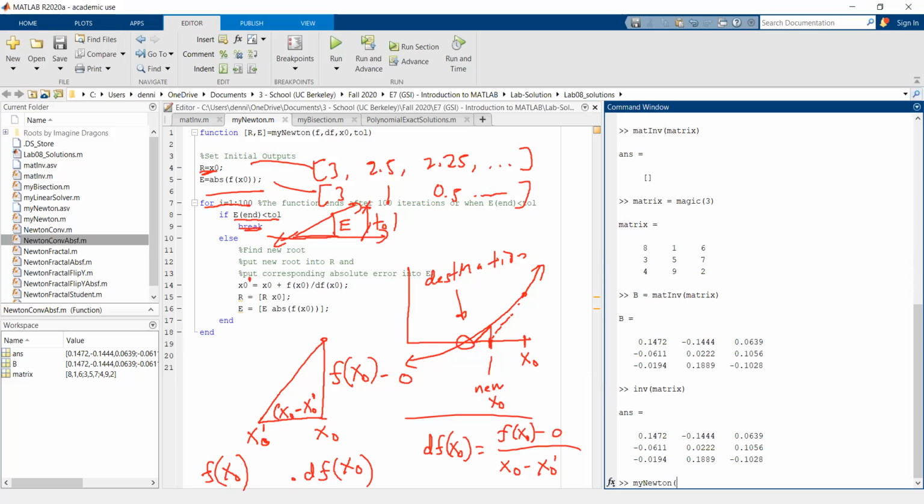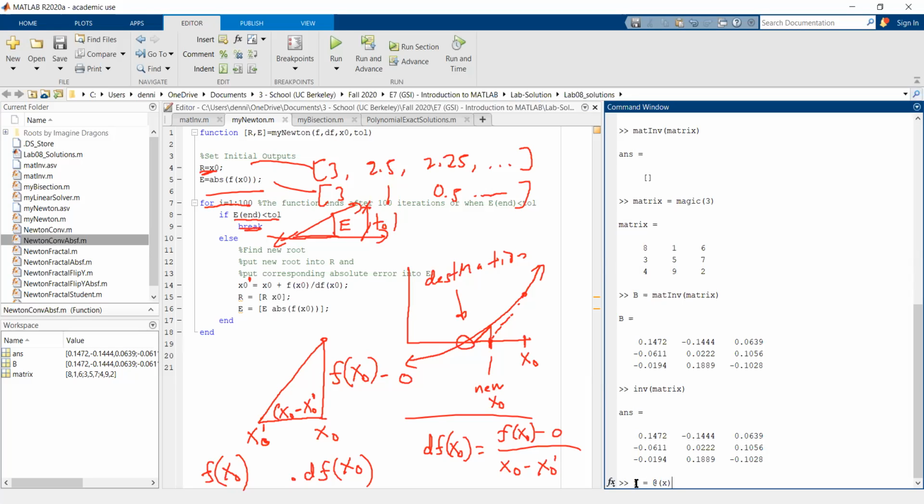Let's make someone give me a function. An easy one, please. X to the power of, let's see, should we do x to the power of 2 or x to the power of 3?